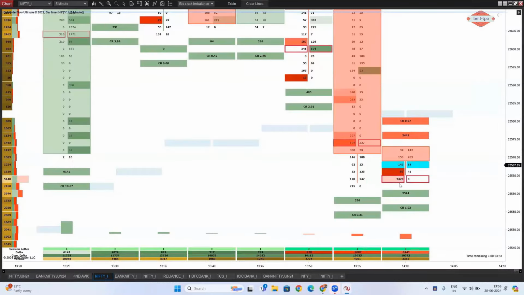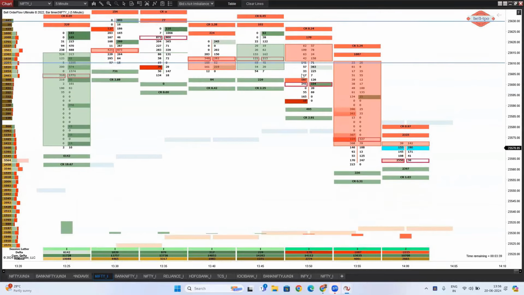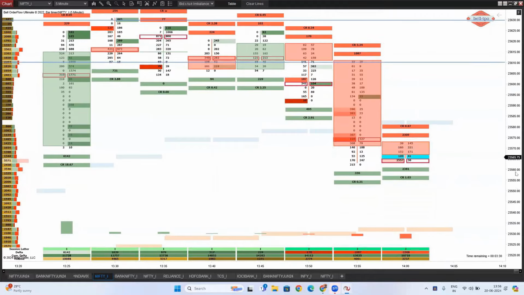Yes, so I think 2470, that's what I'm talking about here. Aggressive sellers showed up. They're a little late, but they showed up. 2550. So they started with the lightweight volume. They aggravated a little bit, and now once again, they are aggravating. That is very much important.